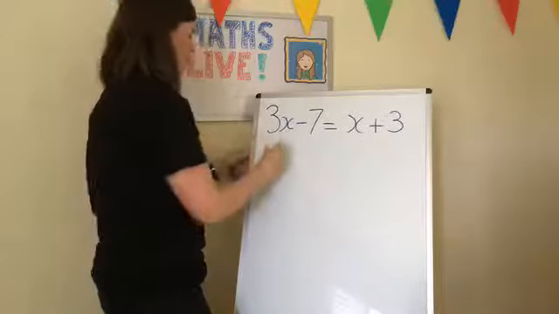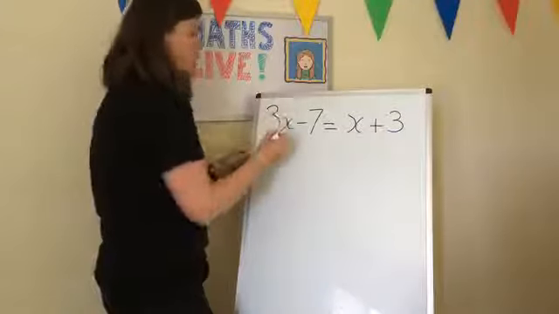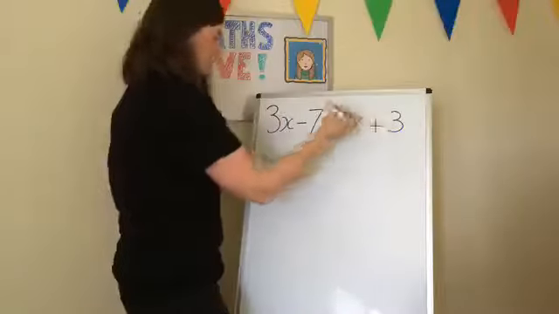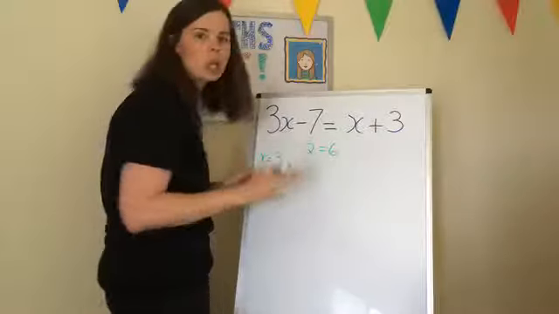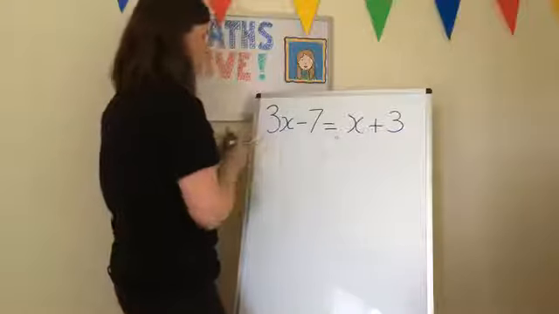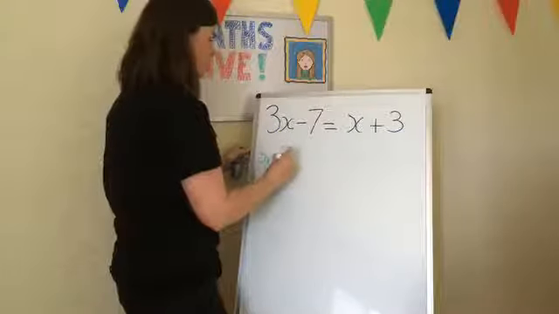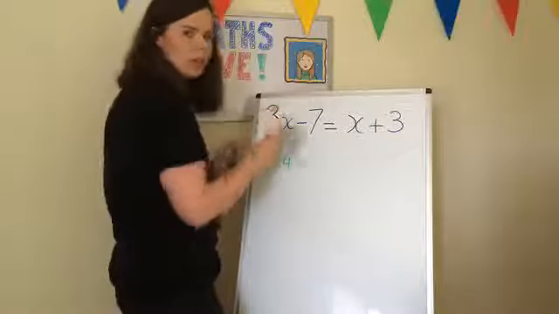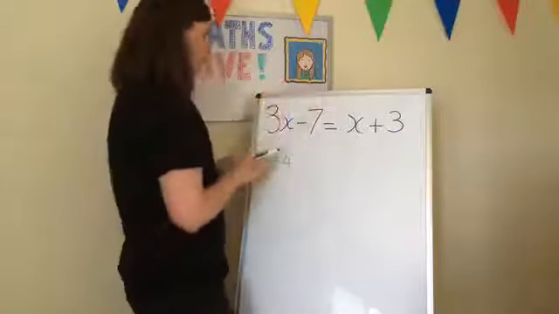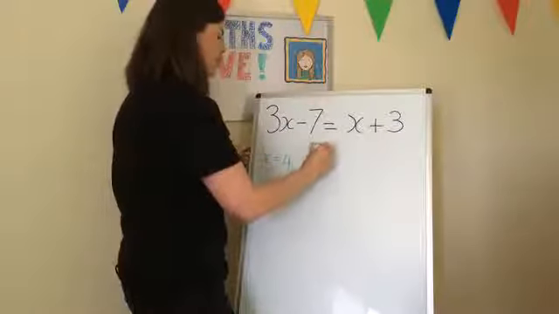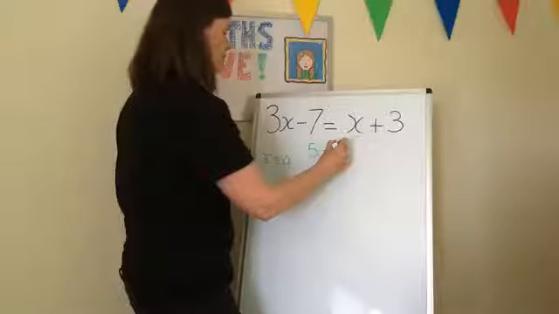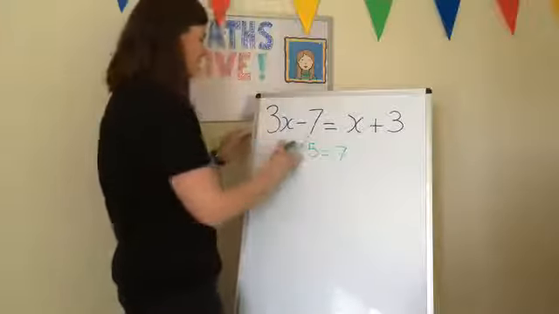Let's try 3. So 3 3s are 9, take away 7 is 2. 3 plus 3 is 6. We're getting closer. We're getting closer. Can you see the numbers are getting closer together? So let's try maybe x is 4. 3 4s are 12. Okay, take away 7, 8, 9, 10, 11, 12. So it's 5 on this side. And then 4 plus 3, so 4, 5, 6, 7. Not far.